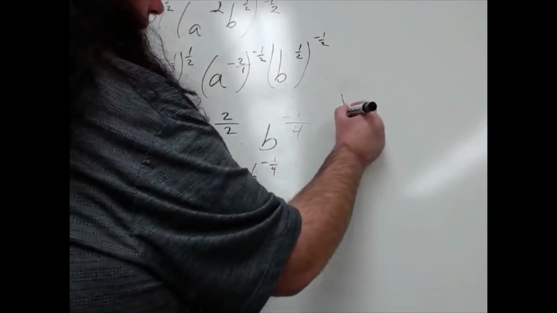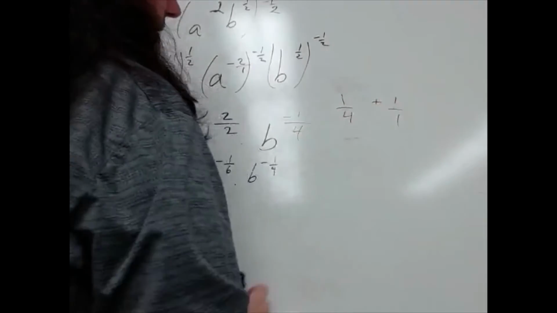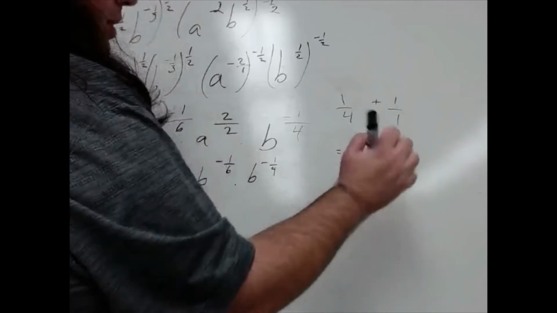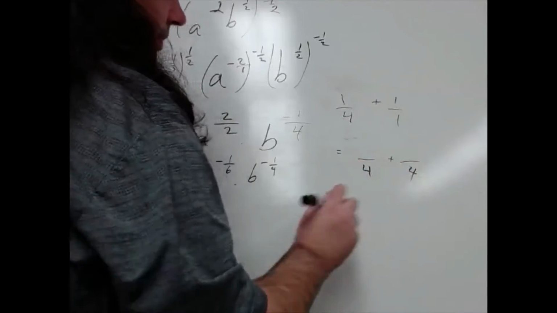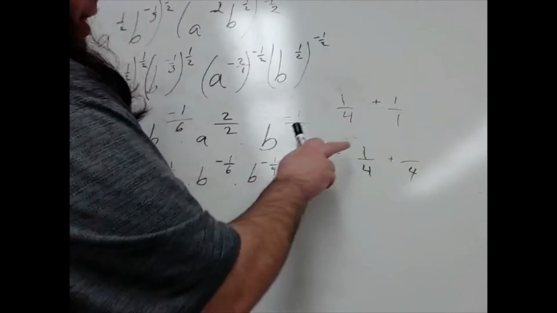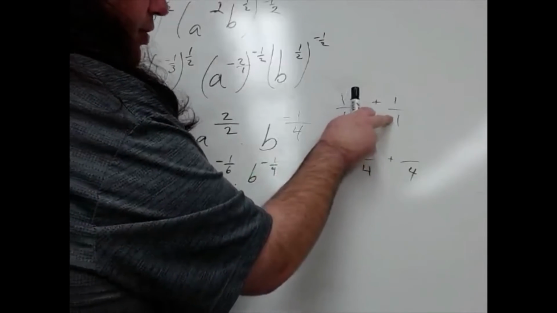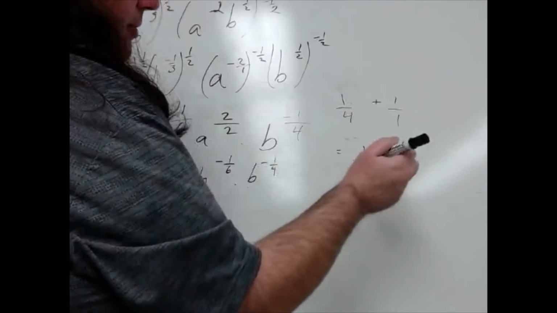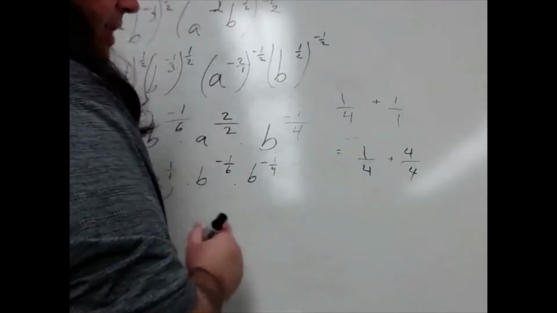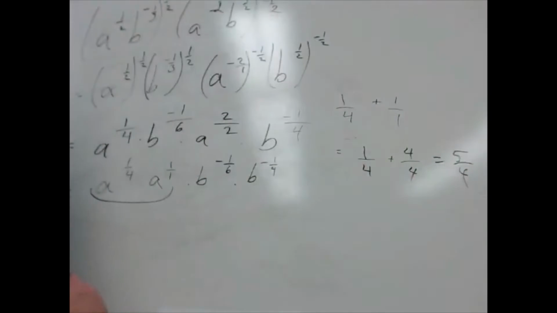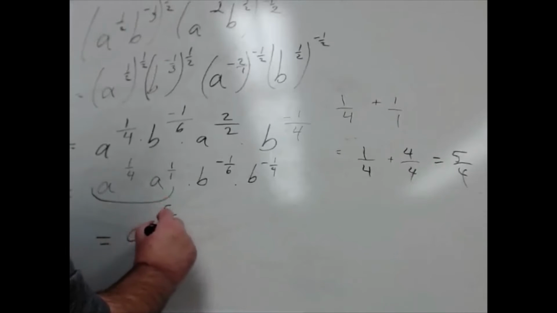Remember, when you're adding fractions, you always need to get common denominators. So in this case, my common denominator between 1 and 4 would be 4. This denominator is already a 4, so I don't need to change it. And this denominator is a 1, so to change the 1 to a 4, I multiply by 4. Well, that means I need to multiply the numerator by 4 as well to get 4/4. And then adding these together gives me 5/4. So this tells me I've got a to the 5/4.